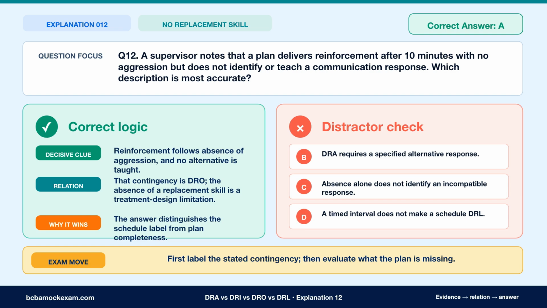Now eliminate the distractors. B. DRA requires a specified alternative response. C. Absence alone does not identify an incompatible response. D. A timed interval does not make a scheduled DRL. First label the stated contingency, then evaluate what the plan is missing.